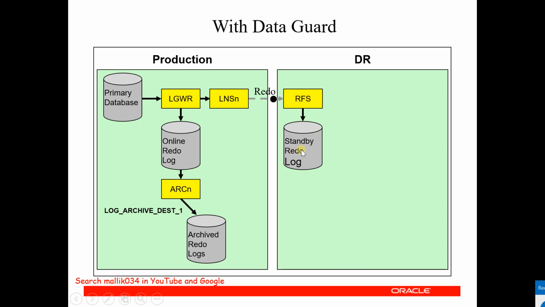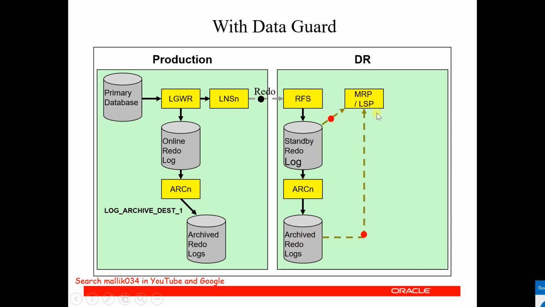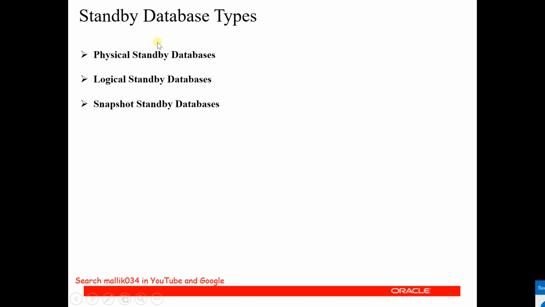My redo logs are going to be applied to my standby redo logs, and from the standby redo log, archives are going to be generated at my DR site. These archive redo logs are going to be applied at my standby database using the MRP process. You can apply the standby archive redo log to your standby database using MRP, or you can apply the standby redo log using real time apply. So this is called real time apply, and this is called MRP apply, archive apply, right?